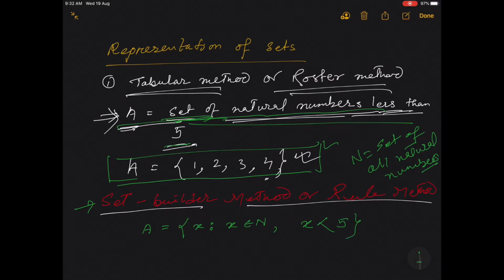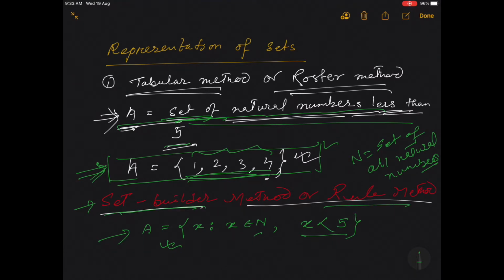So we have written this same set A in set builder form. What was the set here? 1, 2, 3, 4. These are nothing but natural numbers and these are less than 5. That's how we can represent a set in the rule method or set builder method.